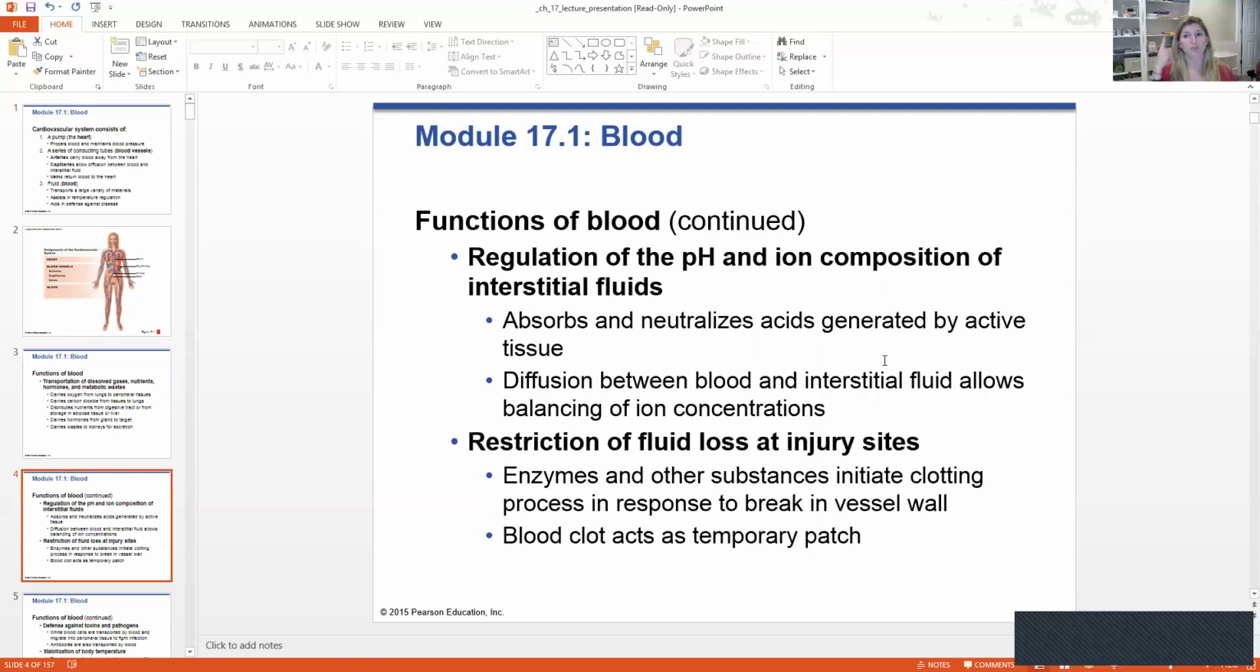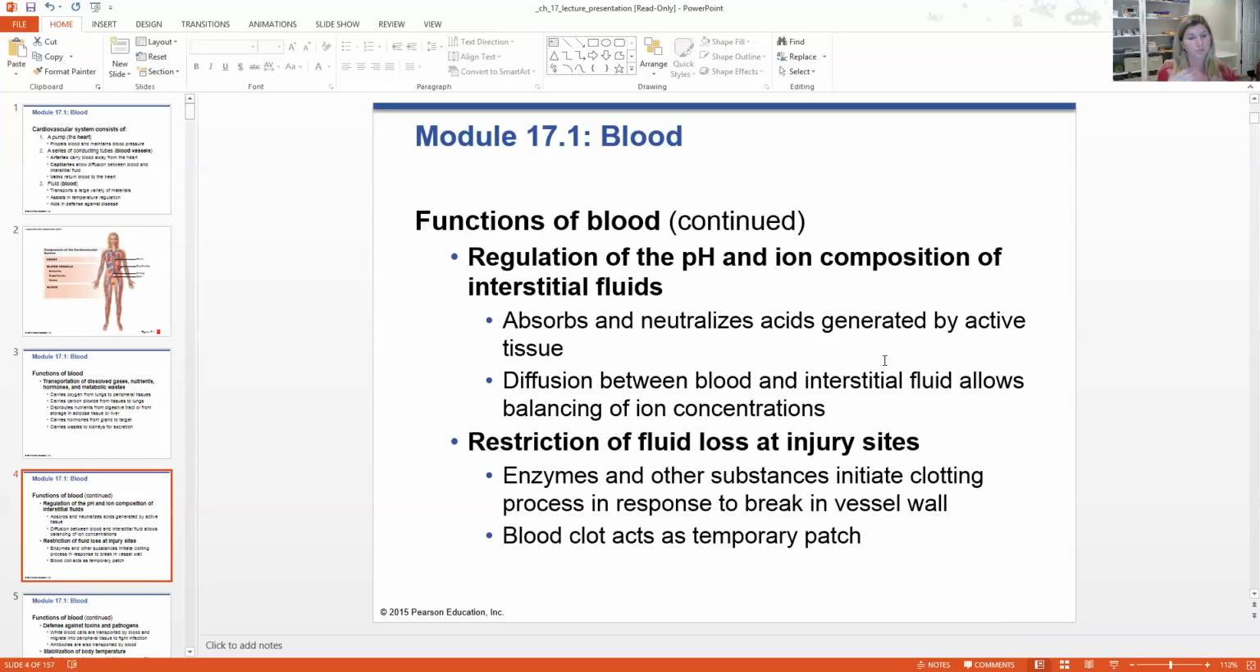So number one, we had transportation. Another function of the blood is regulation. Our blood has a huge role in regulating. We mentioned temperature already, but our blood is also regulating pH as well as ion concentrations in our blood. And it does this specifically through the kidneys as well as through our respiratory tract. So it's absorbing and neutralizing any acids that are generated by any tissues that may be active, like the lactic acid that's building up in our muscles, goes into the blood and is taken to the kidneys for our kidneys to expel those extra hydrogen ions.